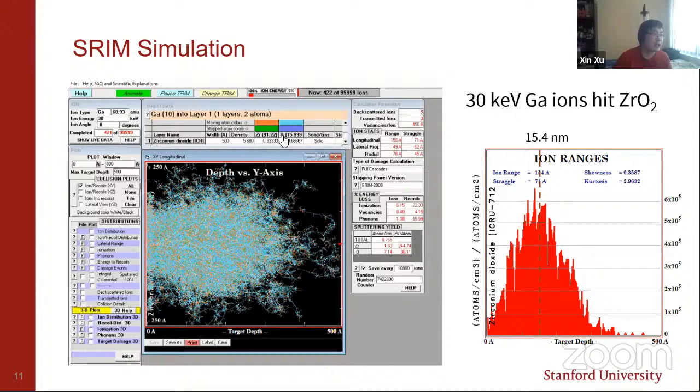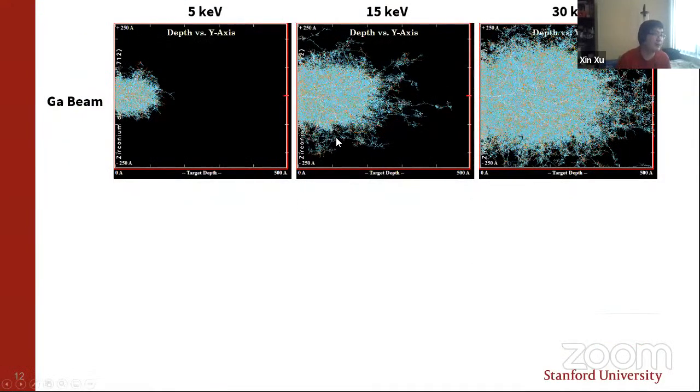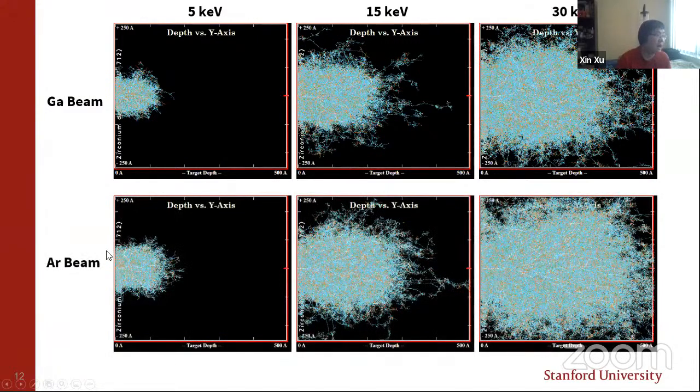Through this software, you can not only simulate a gallium beam, but you can also simulate almost every beam. For example, this is a gallium beam simulated at 5 to 30 kV. At the same time, you can also simulate how argon beam atoms penetrate into these ceramic materials. At the same voltage, the argon beam can penetrate much deeper than the gallium beam.